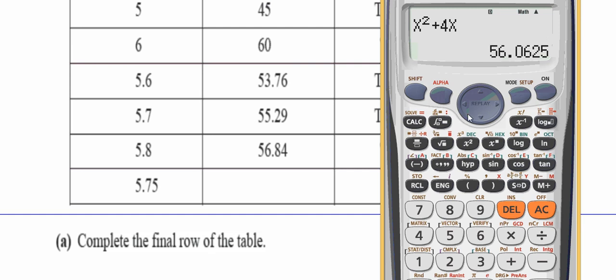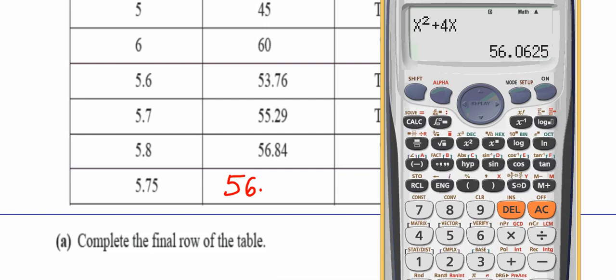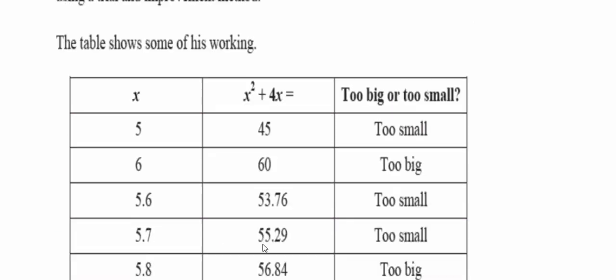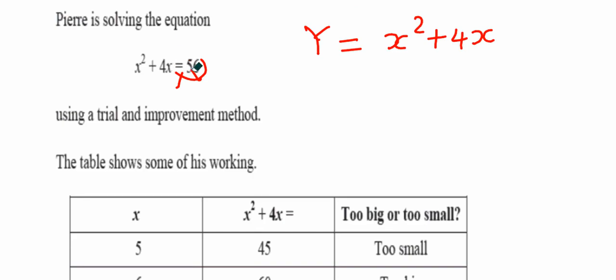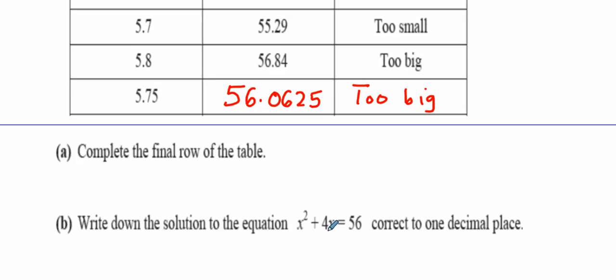We got 56.0625. Okay. Now, what is the comment? Now, the comment, we have to compare with this one here, 56. We got something big. So here we say too big. Complete the final row. Okay, the final row is completed.